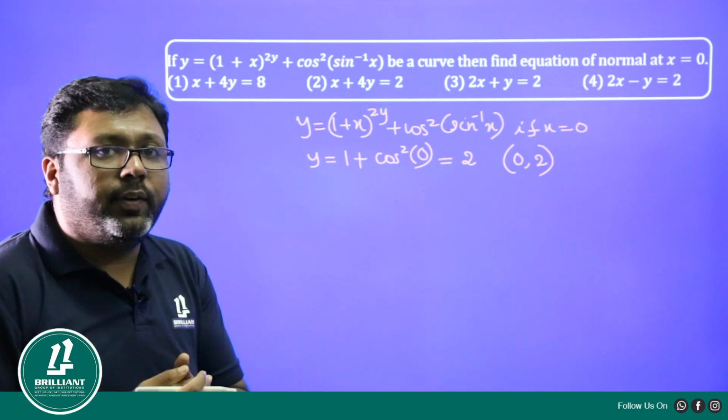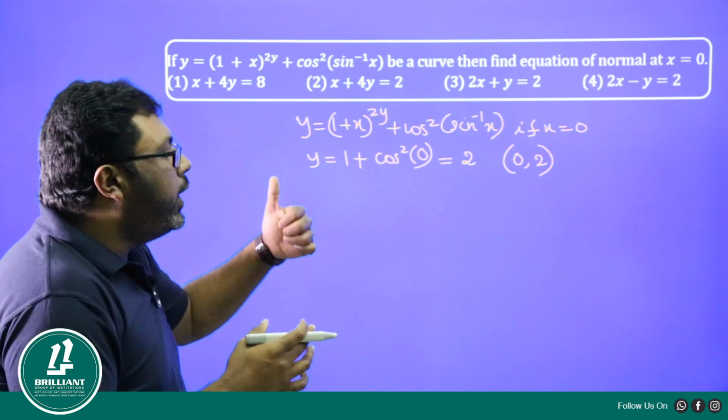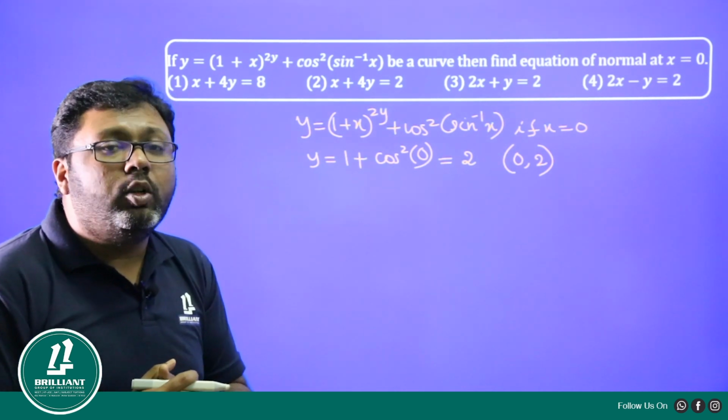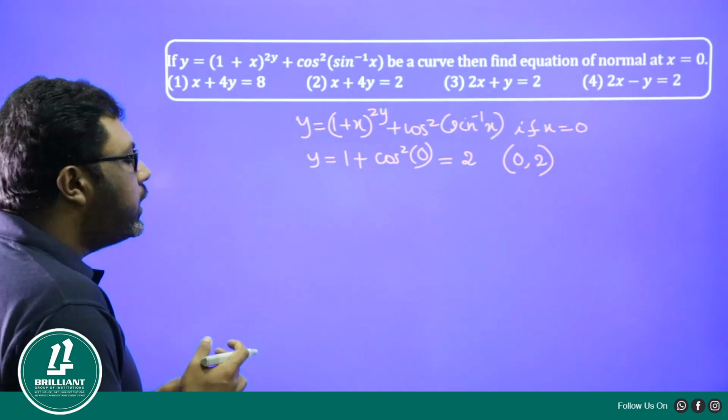So find the equation of a normal. Normal is a straight line. You know that we need the slope. But from the equation of the curve, you can only get the slope of the tangent and not the slope of the normal. So the slope of the tangent is the derivative.